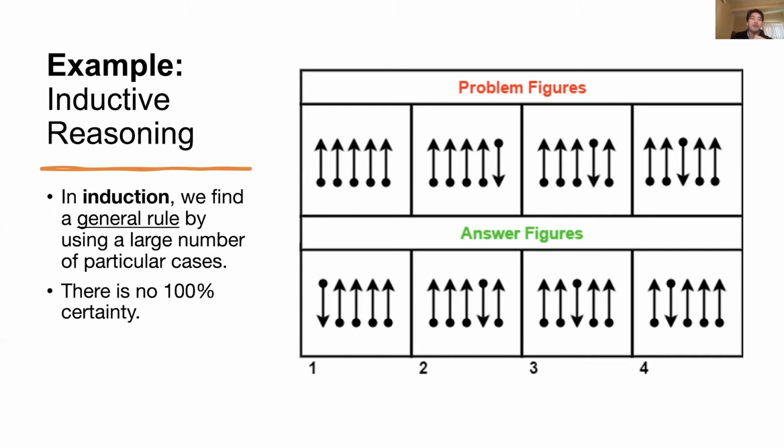In inductive reasoning, we find a general pattern or rule by using a bunch of cases or observations, in this case, particular cases. And that's what science does, right? Scientists experiment many times, not just once, many times, and they try to find a pattern, and they generalize, and they make theories, and they do more experiments, right?